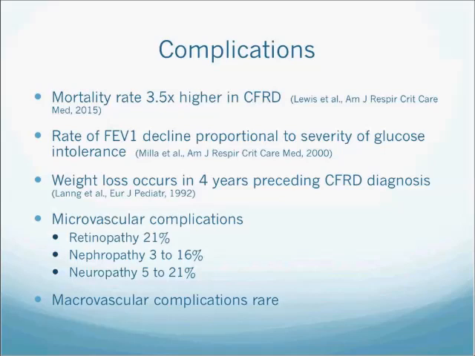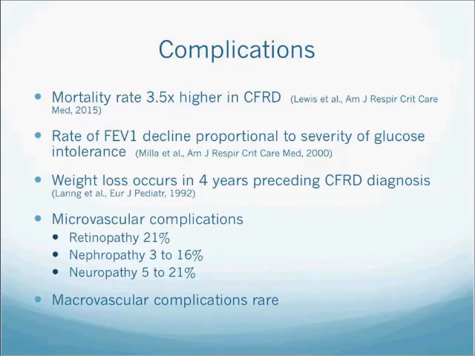And some of the complications are related to the fact that there's a reduced insulin within these patients. So we know that the mortality rate is 3.5 times higher in patients with CFRD than those that don't have it. And this is related to the rate of their lung function decline, which is in proportion to how severe their glucose intolerance is. And for those undiagnosed with CFRD, you can see weight loss occurring in the 4 years before they're actually diagnosed.